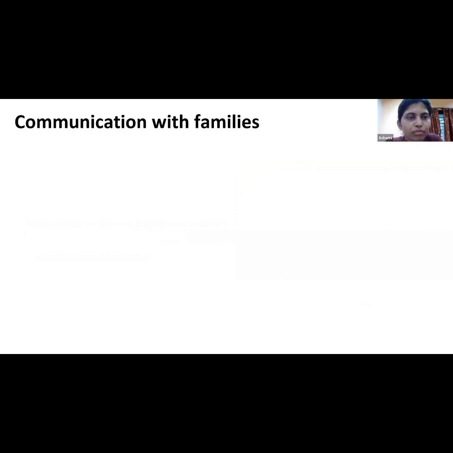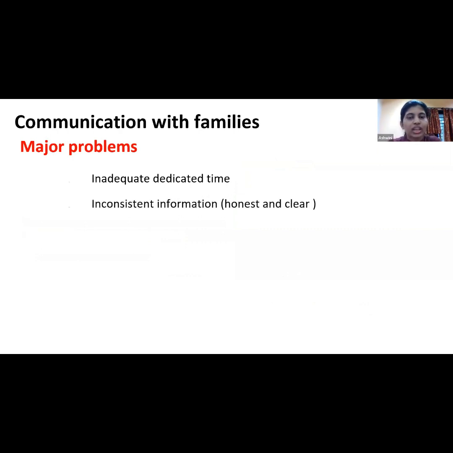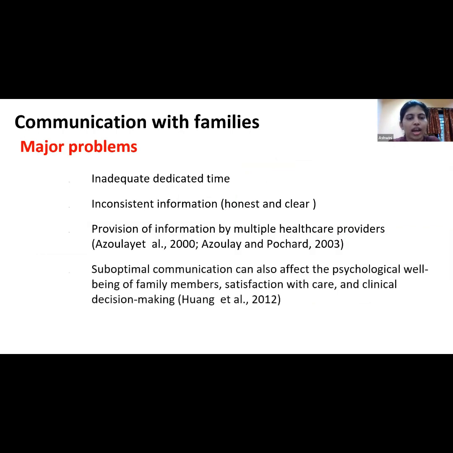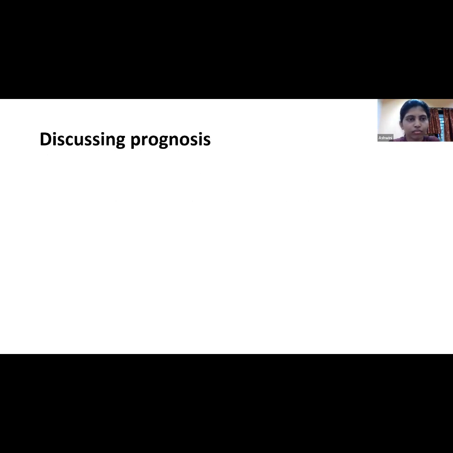Coming to the major problem, which is communication with relatives. It is often due to inadequate dedicated time, inconsistent information, which has to always be honest and clear, the provision of information by multiple healthcare providers, and suboptimal communication can also affect the psychological well-being of family members, satisfaction with care, and clinical decision-making.